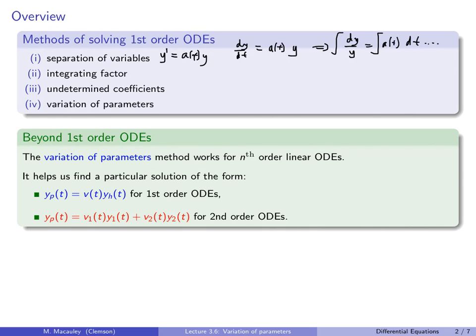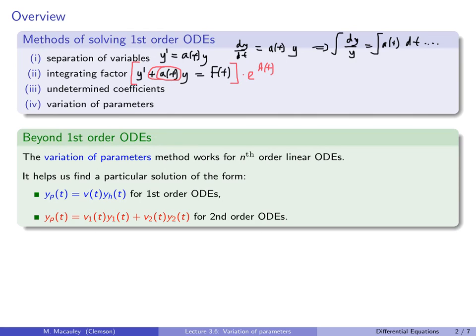Recall that our example was when we had y prime plus a of t y equals f of t. In this case, we take this thing. So the integrating factor was e to the capital A of t, where capital A is the integral of this, and then we multiplied this entire equation by that integrating factor, and then we could do the product rule in reverse.